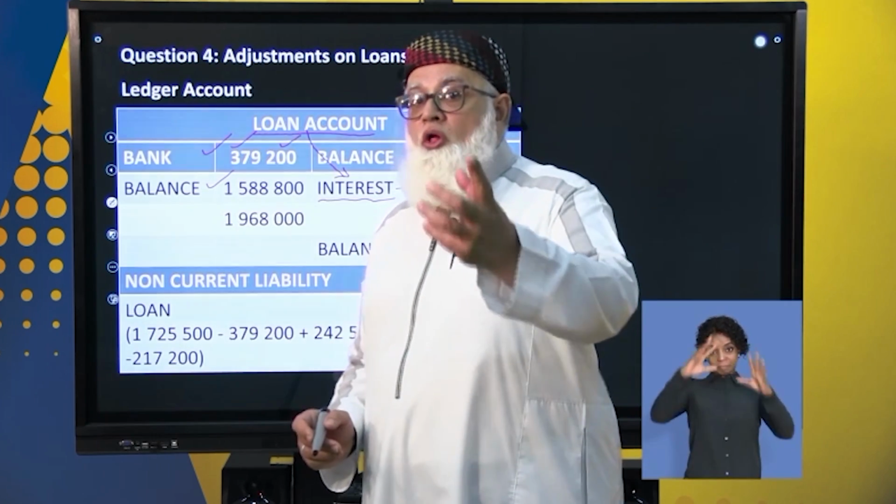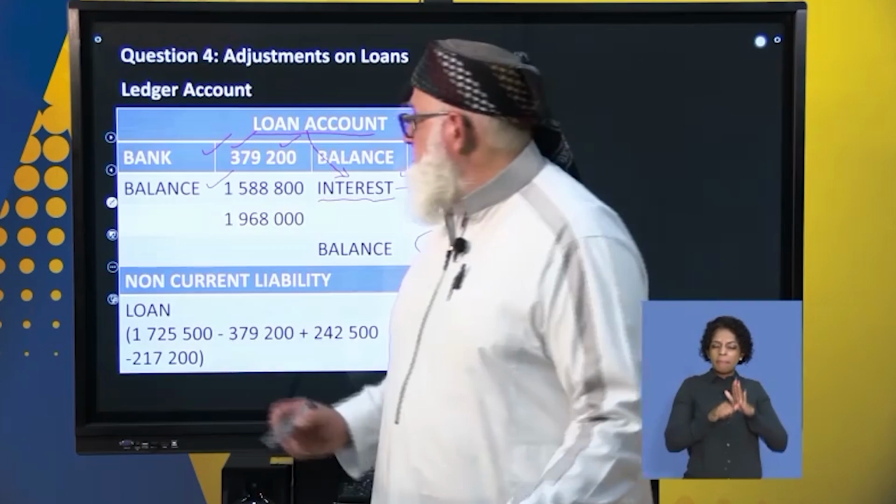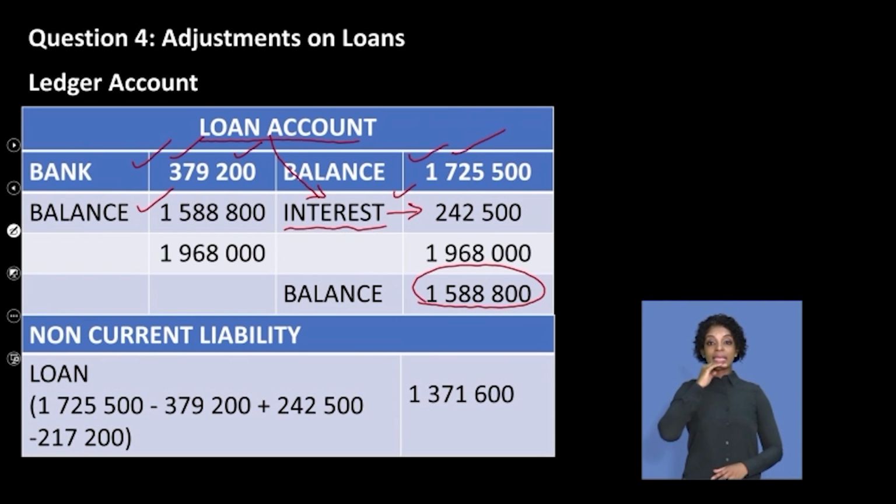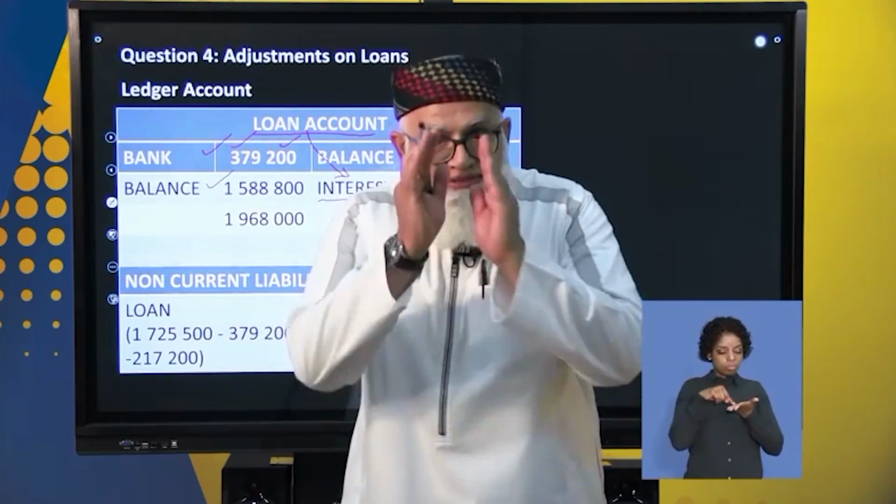Right, but you were also told something very important in the information that was provided. You were told that interest for the next financial year is expected to be 162,000. Let's just highlight that figure there. So clearly, that information is given to you for a reason. You now have to take that into consideration in order to work out how much your loan will decrease by in the next financial year.